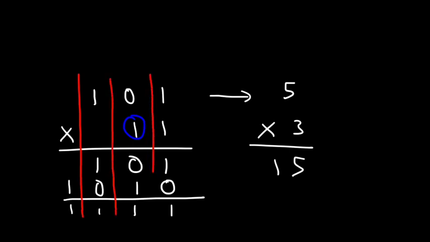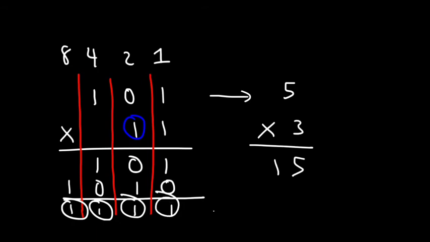So let's check. This column has values 1, 2, 4, and 8. So 8 plus 4 equals 12, plus 2 is 14, plus 1 equals 15. So our answer is correct. So here is our next example.